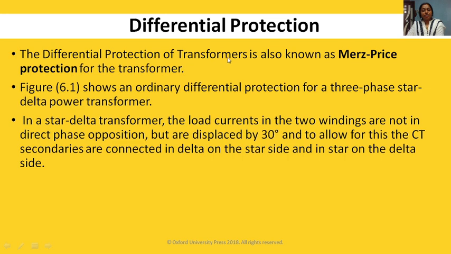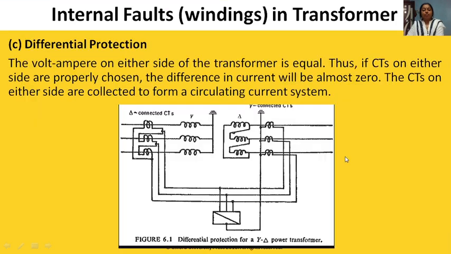The differential protection of transformer, also known as merz-price protection of the transformer, shows ordinary differential protection for three-phase star delta transformer. In star delta transformer, the load current in the two windings are not in direct phase opposition but are displaced by 30 degree, and to allow this, the CT secondaries are connected in delta on star side and in star on delta side. Just now we have seen this star is connected in delta and this delta is connected in star.